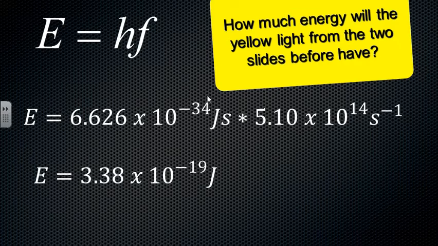And if you think about it, did we do it right? Well, negative 34 plus 14 is around negative 20. Okay, so we're fairly close. All right. So with these two equations, we can interchange them. If I don't know the frequency, but I want to figure out energy, and I'm given wavelength, I can figure that out.